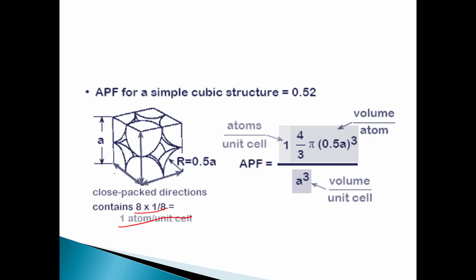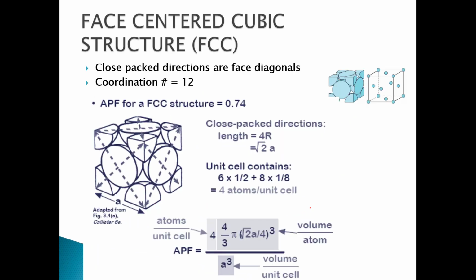So the atomic packing factor can be calculated as atoms per unit cell into volume of atom divided by volume of unit cell. The volume of atom is 4 by 3 pi r cube. Here R is 0.5a. After calculating, we get 0.52.